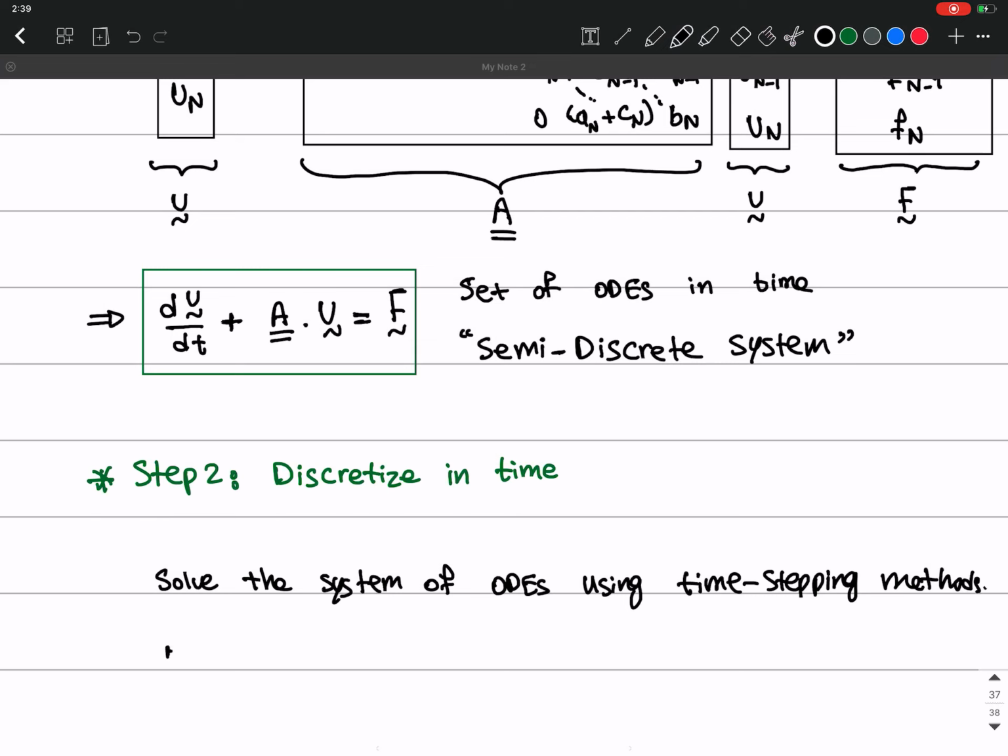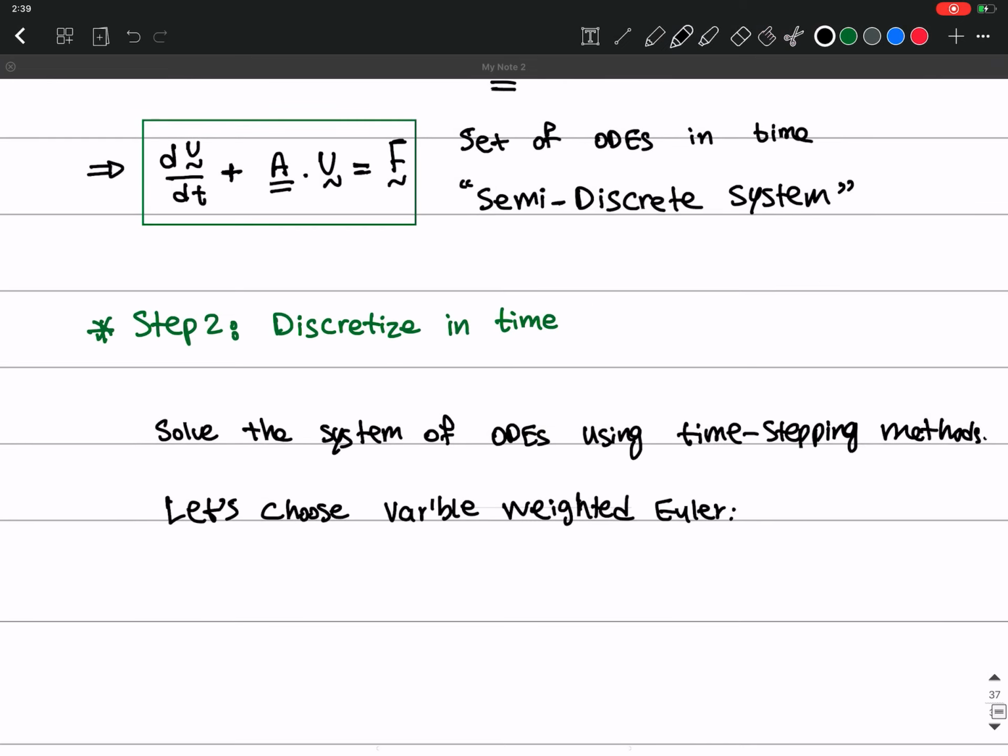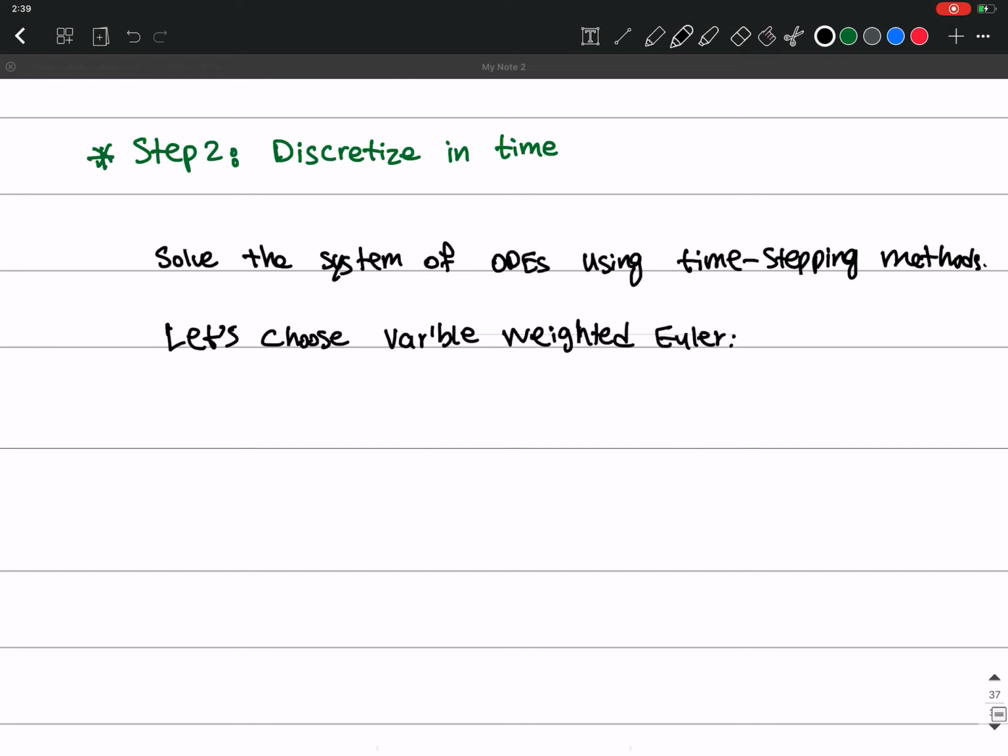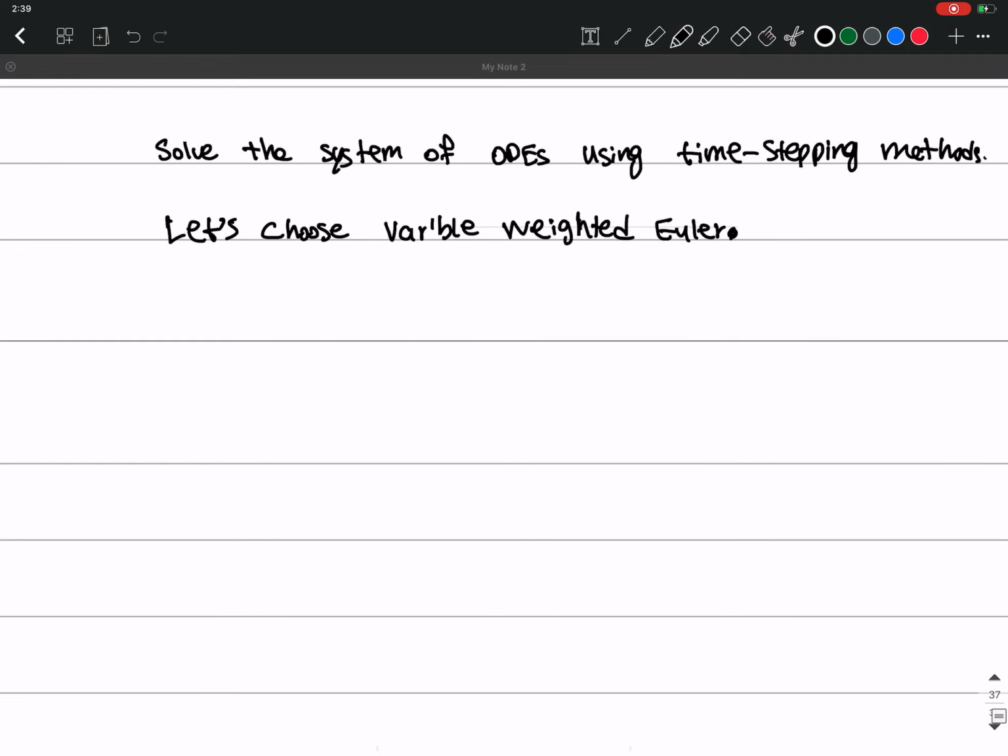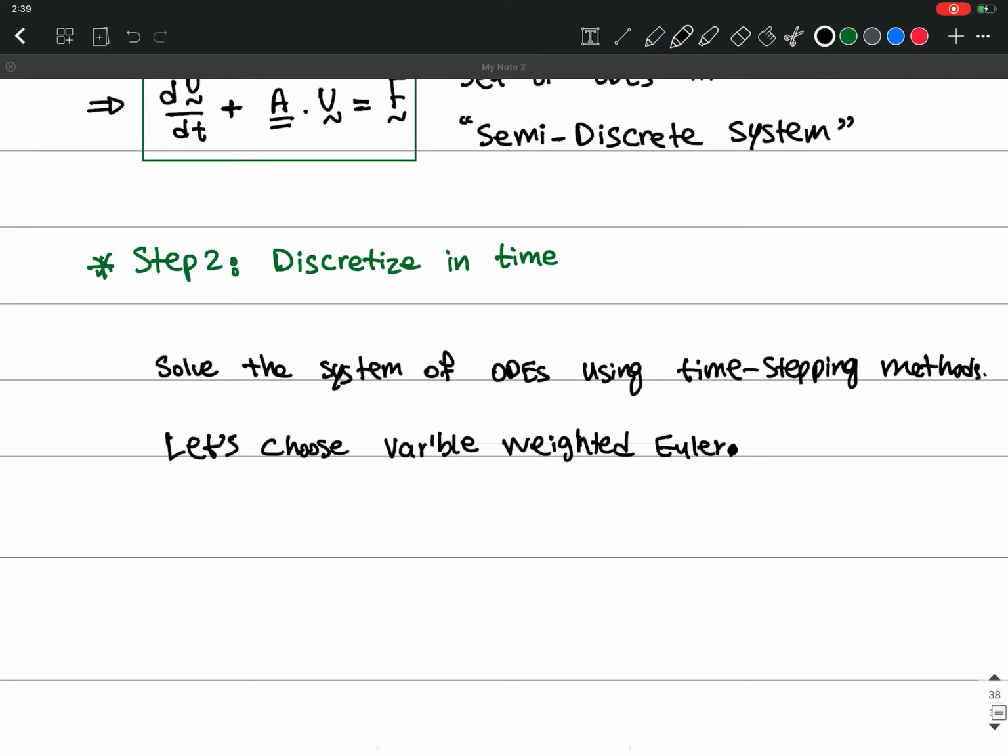So we have to choose one method for this. We can choose all the methods that we learned. We can choose like Runge-Kutta, we can choose Adams' method, all of them. But for now, I want to choose a simple one. Let's choose variable weighted Euler. Okay, I want to choose a variable weighted Euler method. So then the equation is going to be like this.